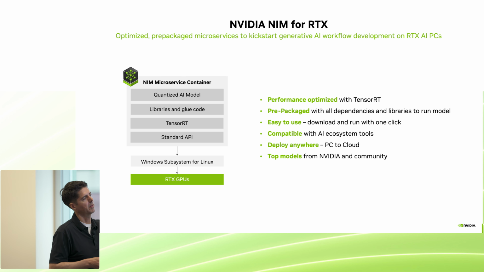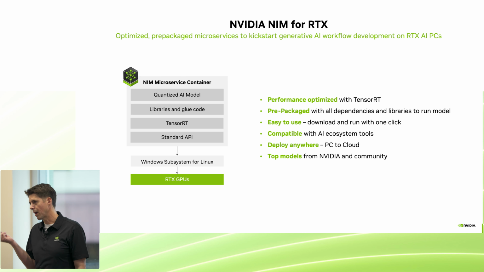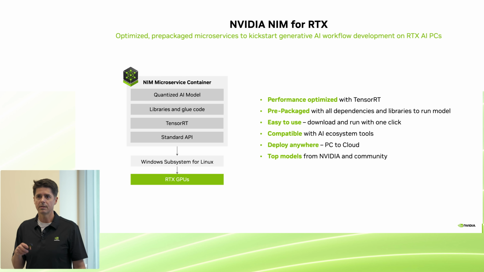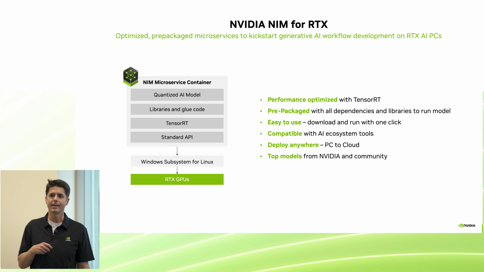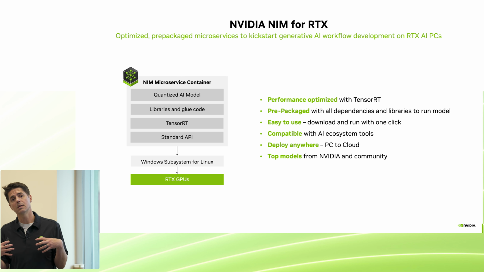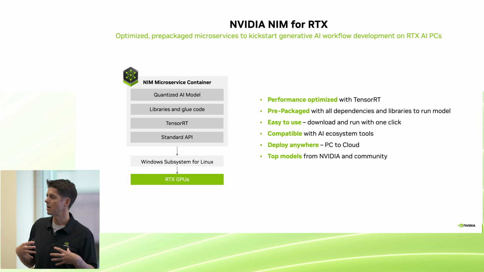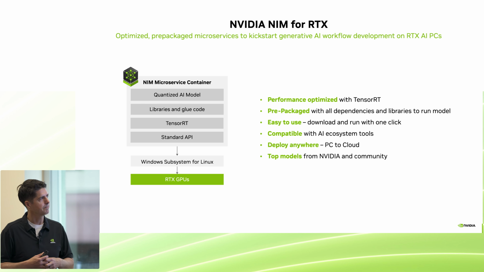We'll just take a look over on the left-hand side of this diagram and do a deep dive. So it contains the AI model, of course. We've also quantized it using accuracy-aware quantization techniques. So it's smaller, it runs faster, and it maintains a good deal of the accuracy that the original base model has. You can fit larger models on your PC when you do quantization.